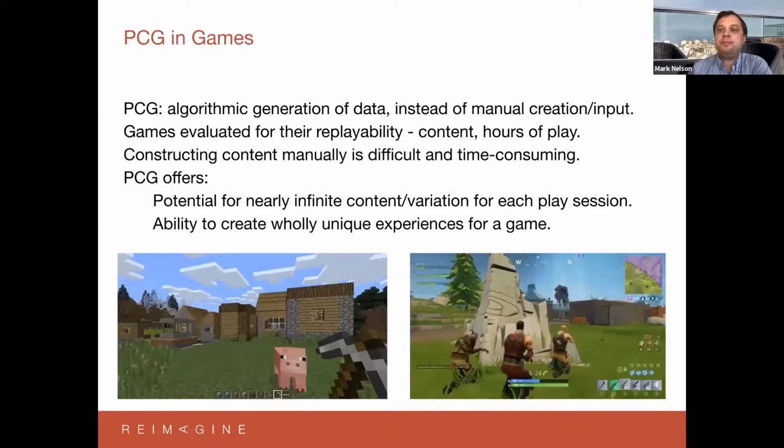Procedural content generation is the algorithmic generation of data, as opposed to manual creation of input. It offers the potential for infinite content and variation for each play session. Recent high-profile games, such as Minecraft with its procedurally generated worlds, and Fortnite Battle Royale with its random distribution of weapons for players to pick up, have shown that randomness and frequent variation in game content are valuable traits for a game's longevity and success. It also offers the ability to create unique experiences for a game, which allows players to create their own personal emergent stories.